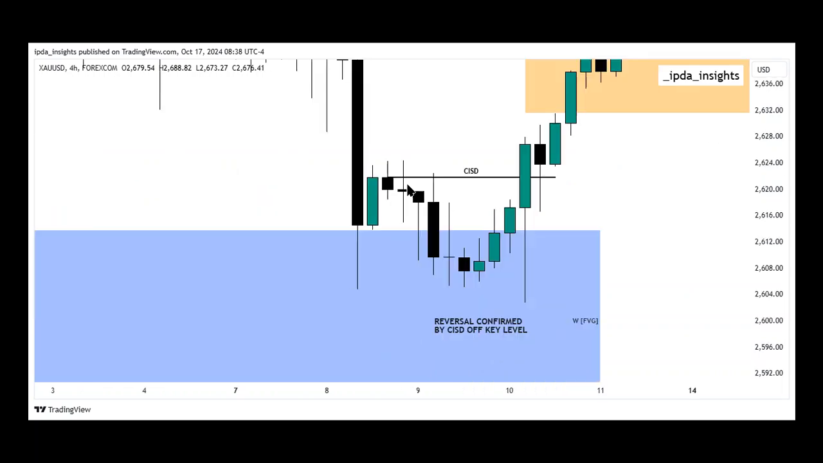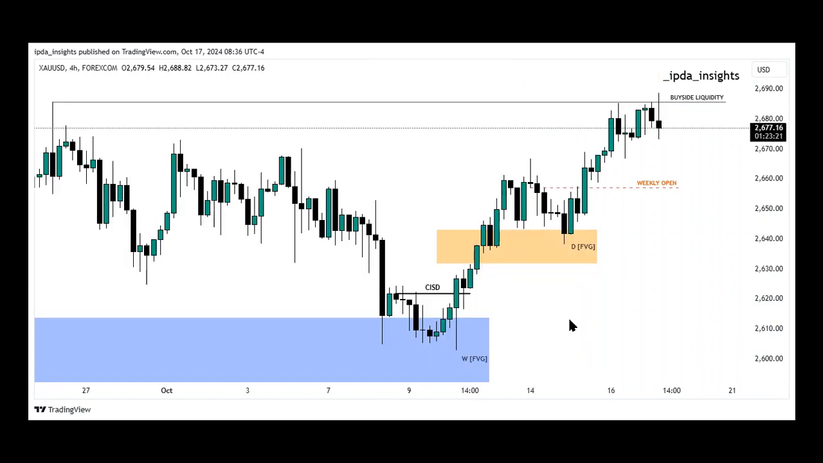I'm gonna zoom into it, right? Series of down close candles, close above it, trade back into it, we trade higher. We are changing the state of delivery from bearishness to bullish price delivery. Reversal confirmed by what? A change in the state of delivery of a key level, which is the weekly fair value gap. Now I'm gonna go back to this.